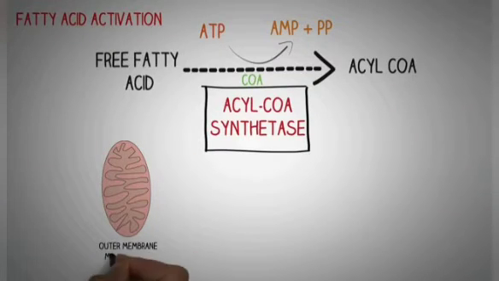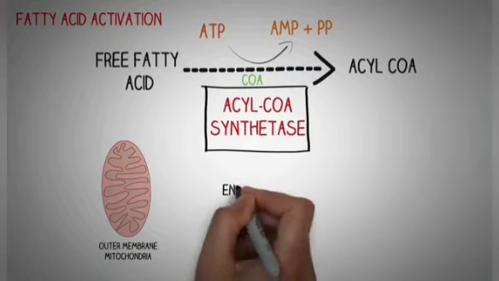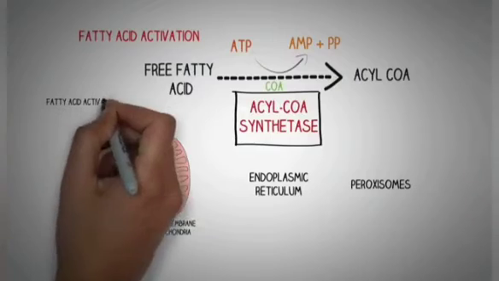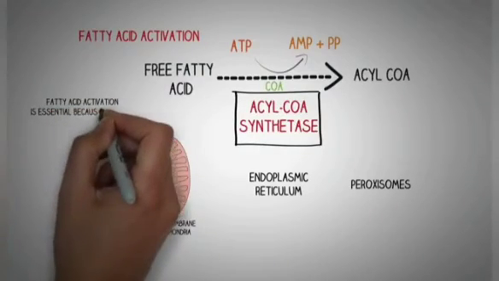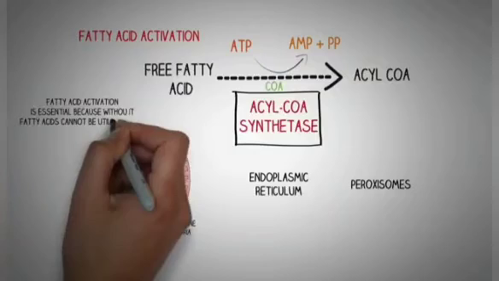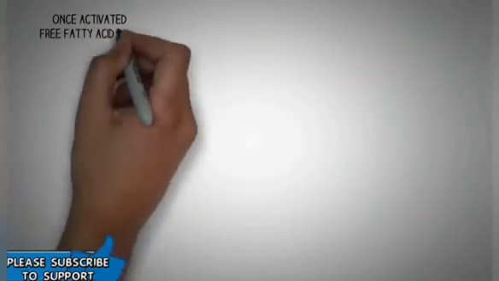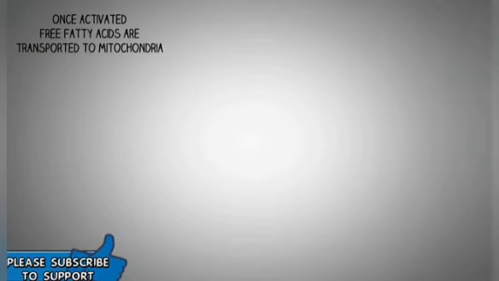This reaction takes place at many sites in the cell, including the outer mitochondrial membrane, the endoplasmic reticulum, and the peroxisomes. Fatty acid activation is very essential because without the activation the fatty acids cannot be utilized as such in the mitochondria. Now once activated, the free fatty acids are then transported into the mitochondria. Let's understand this transport in a bit detail.